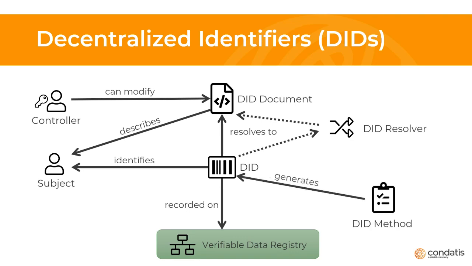The DID method specifies how a new DID can be created and recorded on a specific verifiable data registry. It also instructs the DID resolver on how the DID can be resolved into a DID document. Each DID method has a specification that describes how it works.